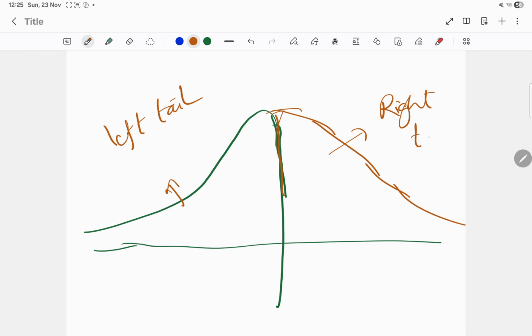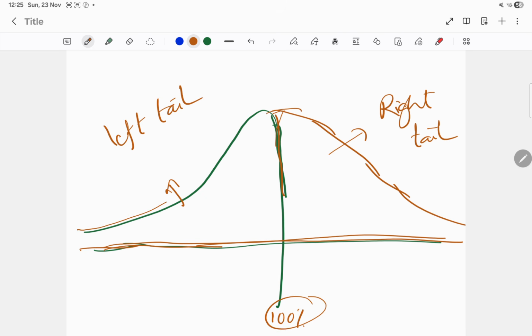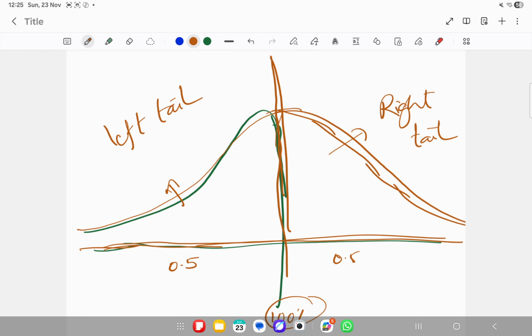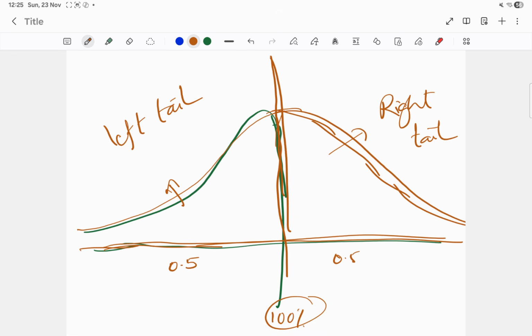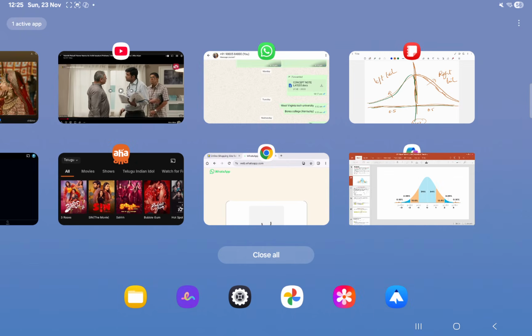Okay, and if you assume that the probability of this entire area is 1, let's say 100%, then if you divide this entire area into two parts, it will divide equally. One is the left tail, another is the right tail, which represent 0.5 and 0.5. This means 50% and 50%. So it equally divides the area into two parts. Therefore, we call it symmetrical. Clear? Coming to the next property.